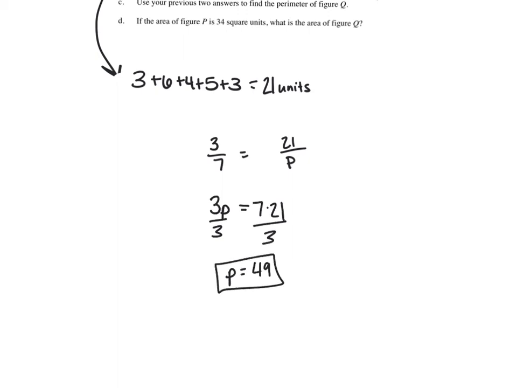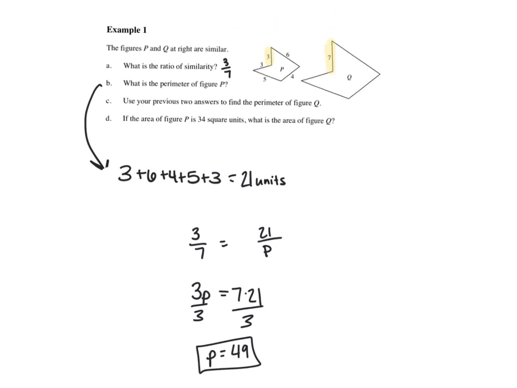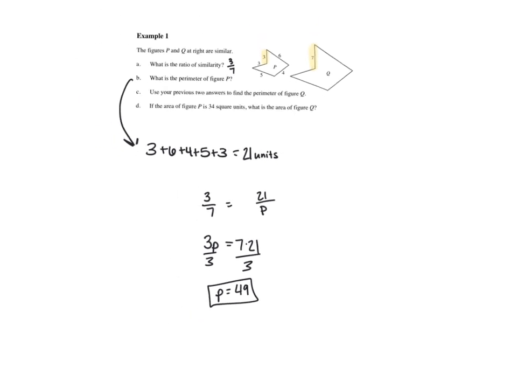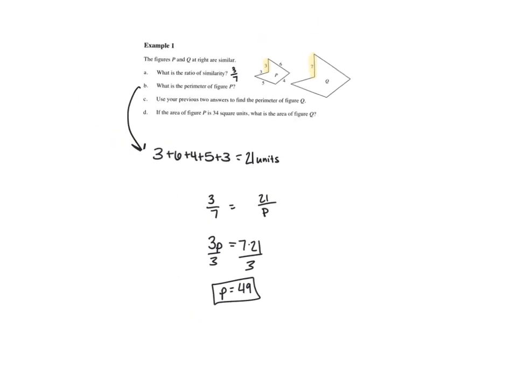I did not have to find every side to find the perimeter of figure Q because I know that they must have the same ratio as the 3 and the 7, the 21 and the 49 must. And then lastly, I want to answer part D.